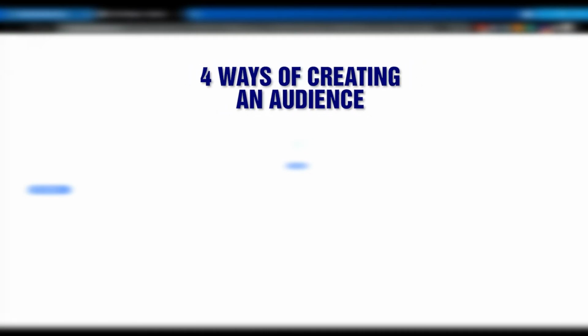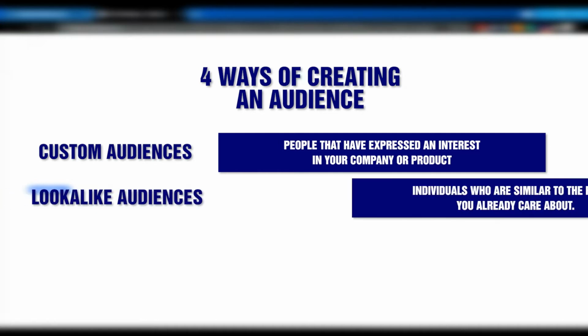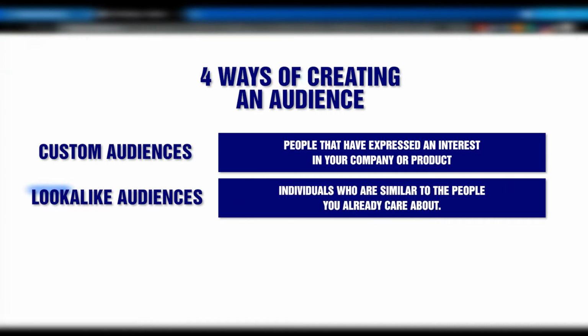So, there are 4 ways of creating an audience on Facebook. People that have expressed an interest in your company or product are known as custom audiences. This is where you may build an audience based on your client database, internet traffic, or mobile app usage. Lookalike audiences are individuals who are similar to the people you already care about. Lookalike audiences may be created using individuals who like your page, conversion pixels, or any of your current custom audiences.